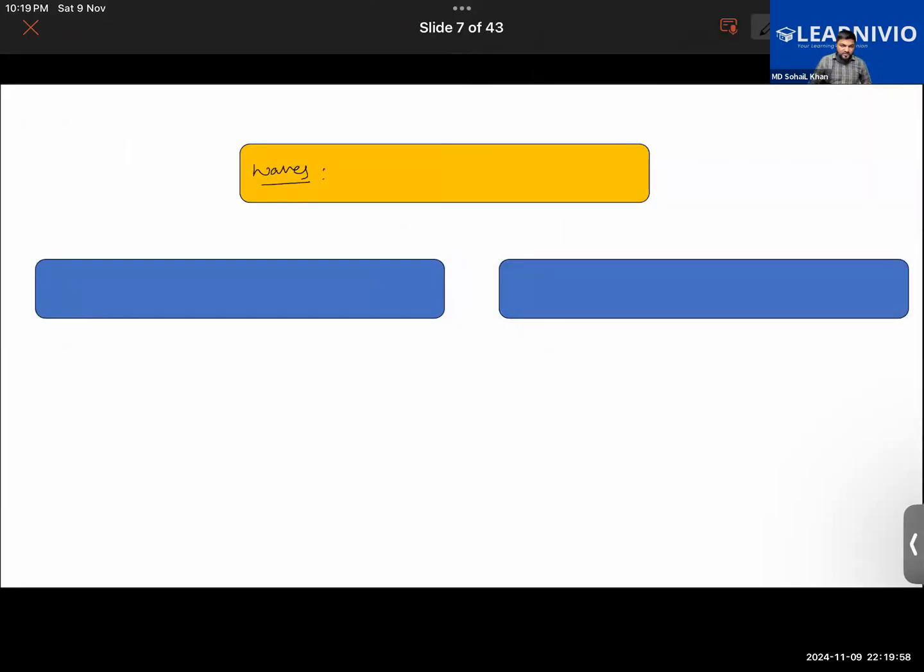About waves, I say that it's a disturbance in any given medium, a disturbance in a medium that carries the energy without the movement of the particle or object.